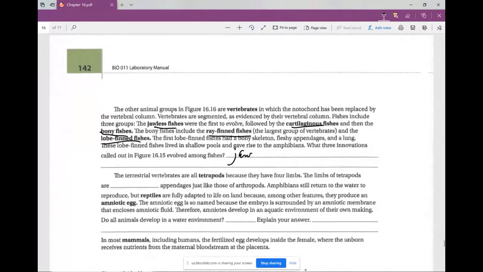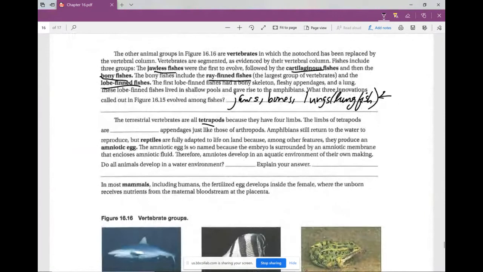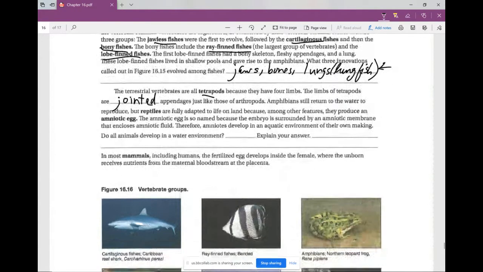Okay, so you got jaws, bones, and lungs for the lungfish. It's not quite the lobe-finned fishes, but the lungfish. And this group evolved into the tetrapods, which are us, the ones that left the water. The terrestrial vertebrates are all tetrapods. There you go. Because they have 4 limbs. The limbs of tetrapods are jointed, right? Appendages, just like those of arthropods.